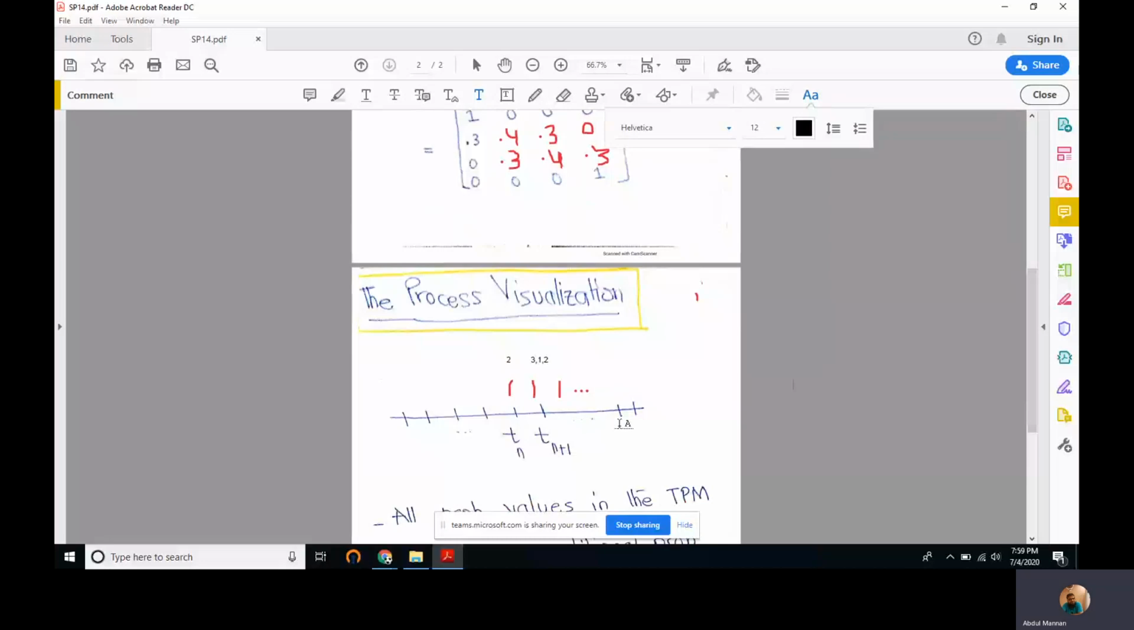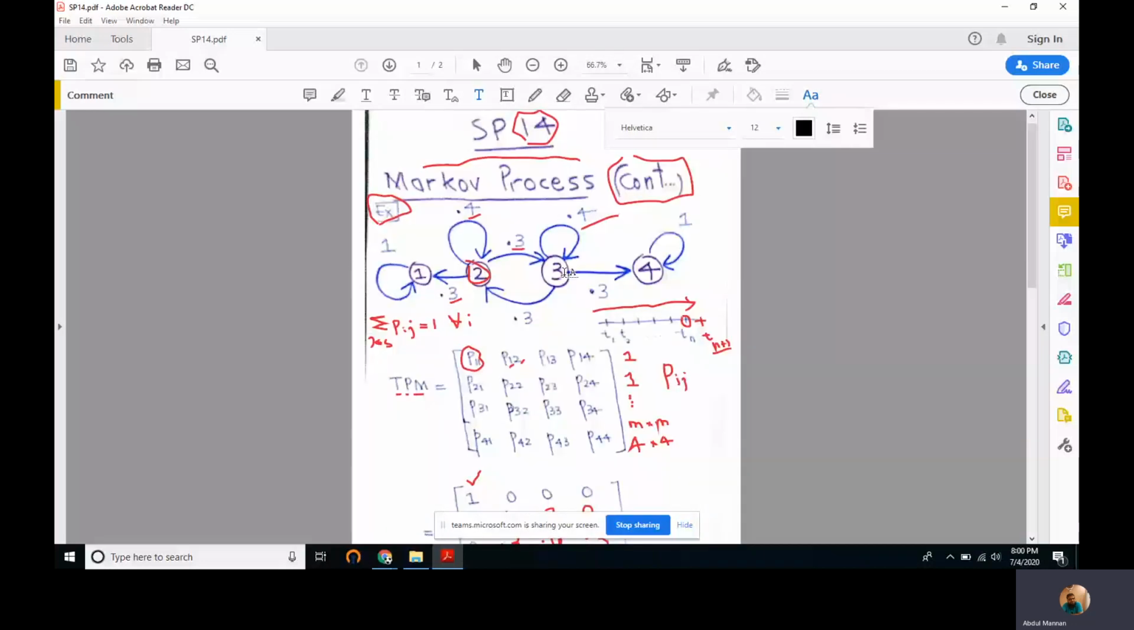Then, if I'm at 3 at time n plus 1, at time n plus 2 I can be at state 2, state 3, or state 4. But if I am at 4, I'm trapped there. I cannot go out of it, and for all times to come I'll remain at state 4.